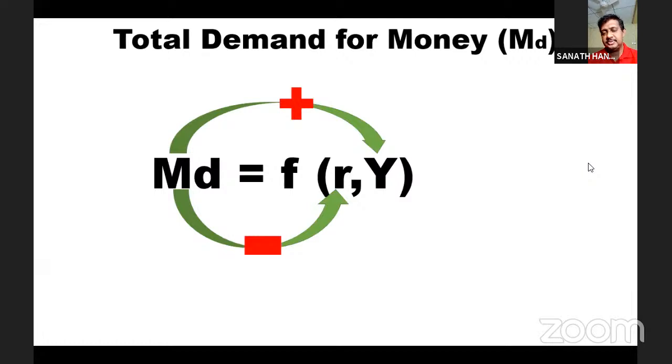This means transaction demand for money and precautionary demand for money are positively related with income.